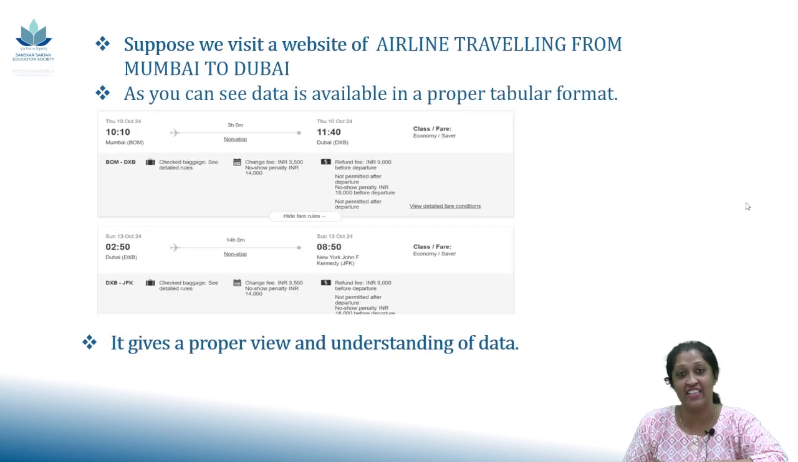Let us consider another example. Suppose we visit the website of an airline, traveling from Mumbai to Dubai. As you can see, data is available in proper tabular format. Here, you can see the arrival time and the departure time of particular airlines, and you can also understand the time span of each journey. That means, from this tabular format, the structured data gives a proper view and understanding.